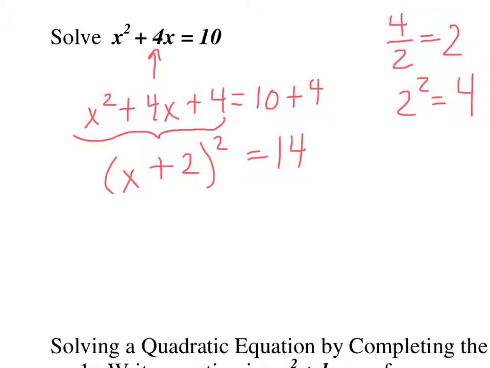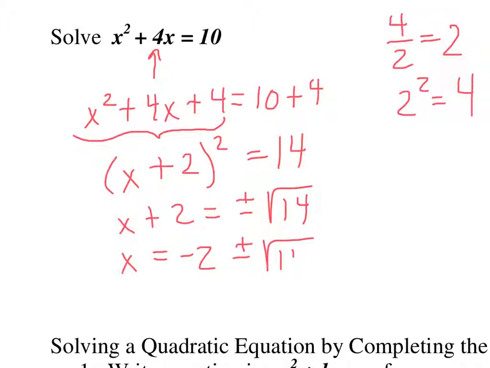It's great because now we can solve it. We can say, hey, I want to take the square root of both sides. Remember to take the positive and negative square root. And then subtract 2 from both sides. And we have our answer.